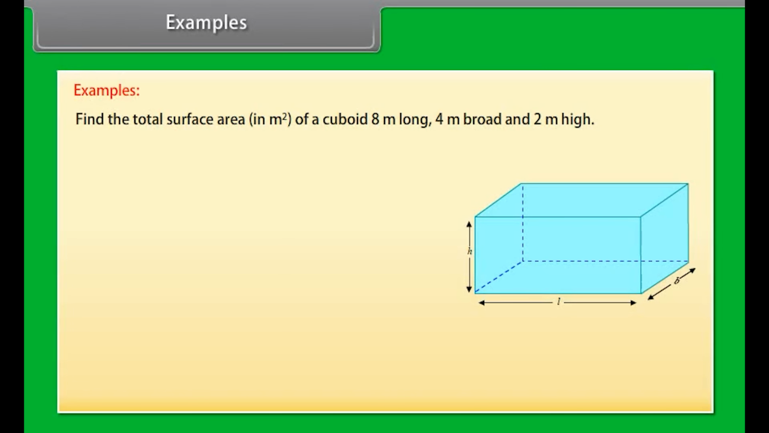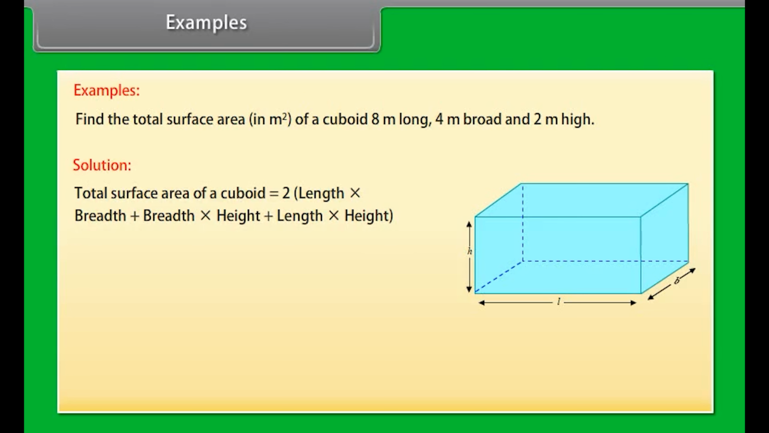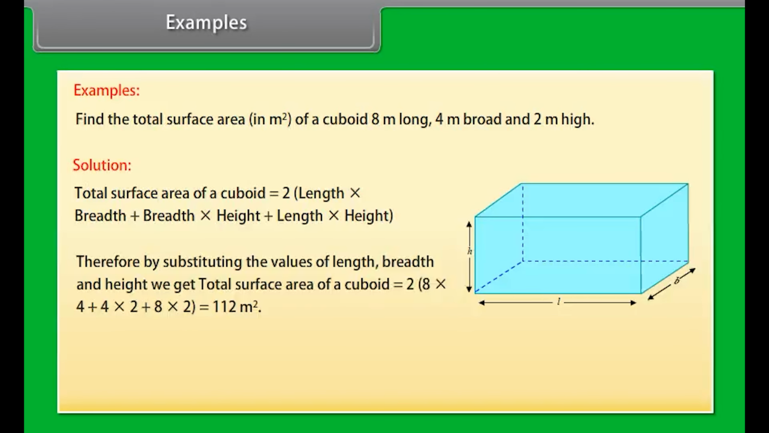Example. Let us solve some examples now. Find the total surface area in meters square of a cuboid 8 meter long, 4 meter broad, and 2 meter high. Solution. We know that the total surface area of a cuboid is equal to 2 into (length into breadth plus breadth into height plus length into height). Therefore, by substituting the values of length, breadth, and height, we get total surface area of a cuboid, which is equal to 2 into (8 into 4 plus 4 into 2 plus 8 into 2), which is equal to 112 meters square.